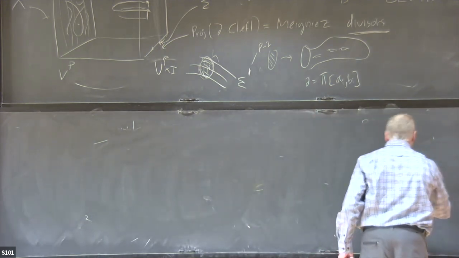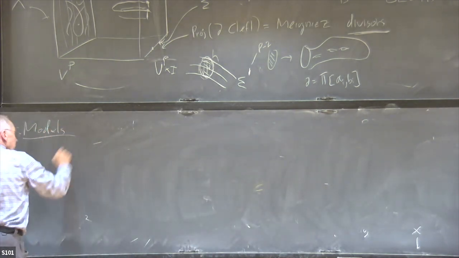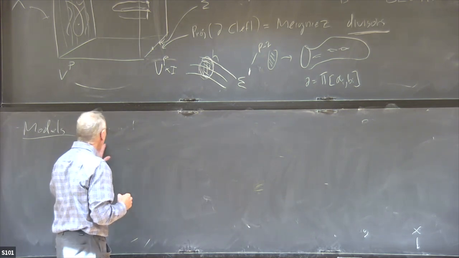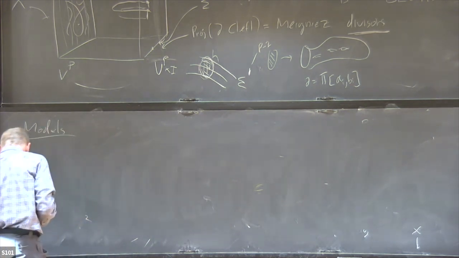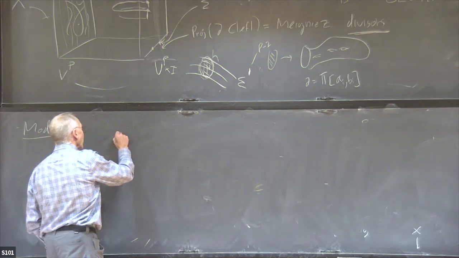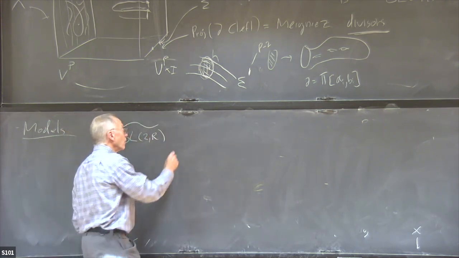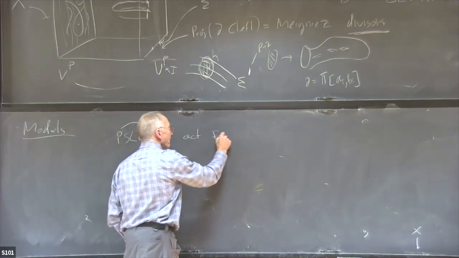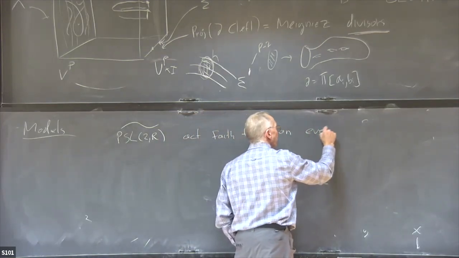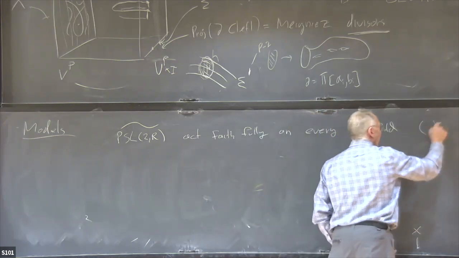So to do this, I'm going to have to introduce some models. But these models are slightly more sophisticated than the disk. They're three-dimensional. They're going to replace the solid torus. And these models, in a way, go back to Thurston. So let me remind you of a beautiful construction of the group PSL2R. Twiddle, its universal cover, this Lie group, acts faithfully on every manifold. So in particular, the manifold X, the fiber.